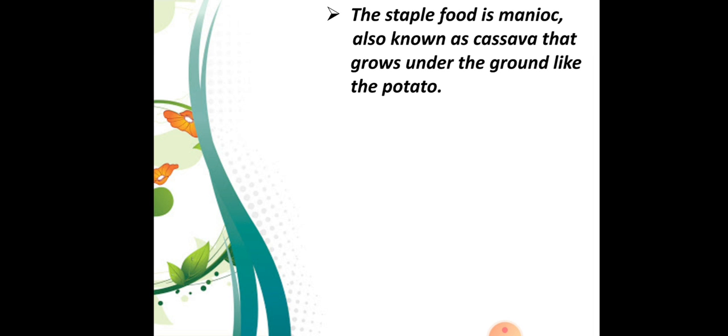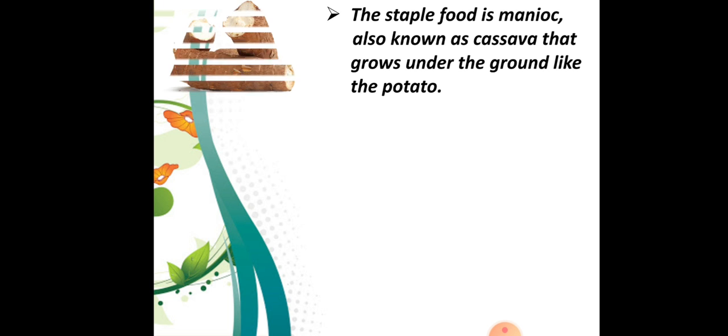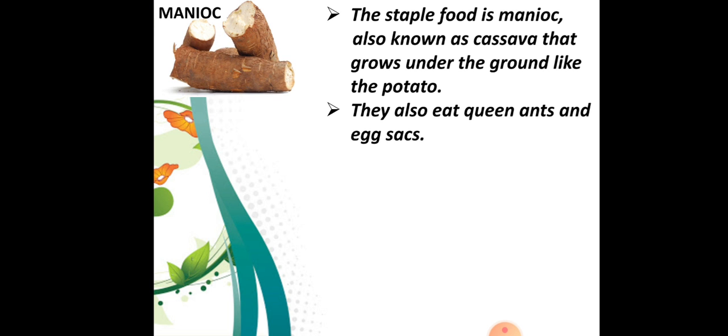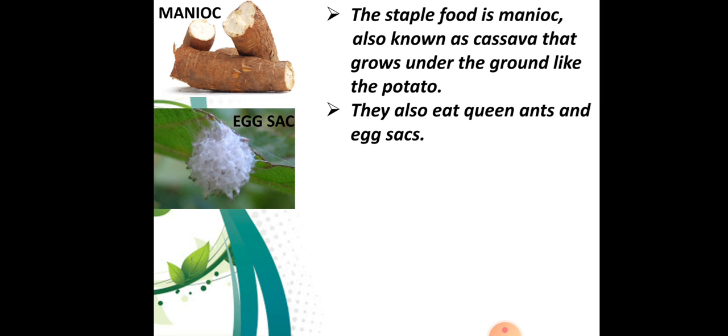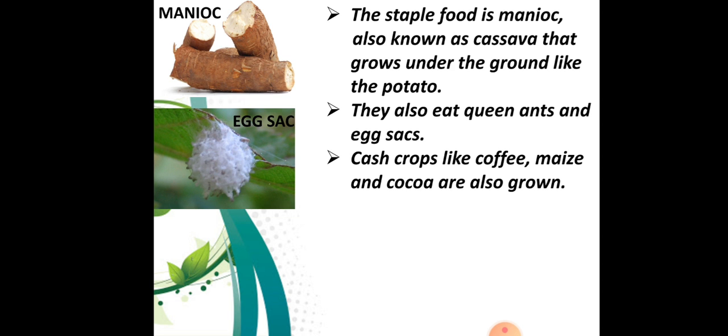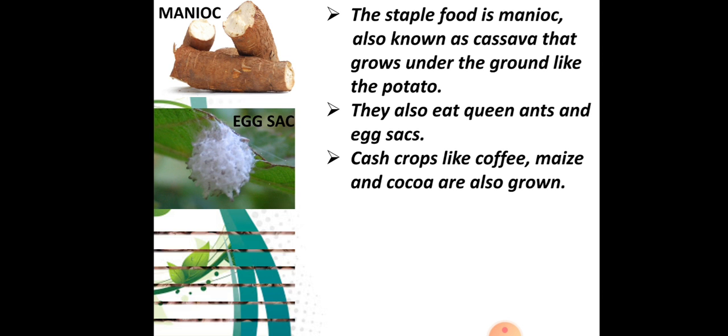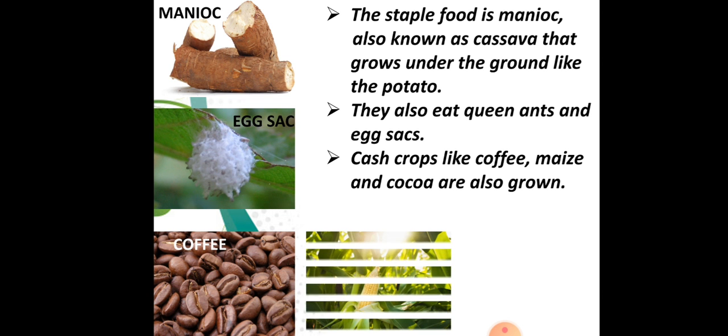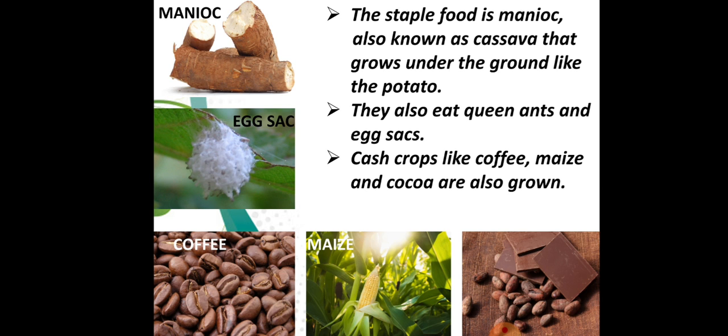The staple food is manioc, also known as cassava, that grows under the ground like the potato. They also eat queen ants and egg sacs. Here are the images. Then cash crops like coffee, maize and cocoa are also grown. Here are the images of manioc, egg sac, coffee, maize and cocoa.